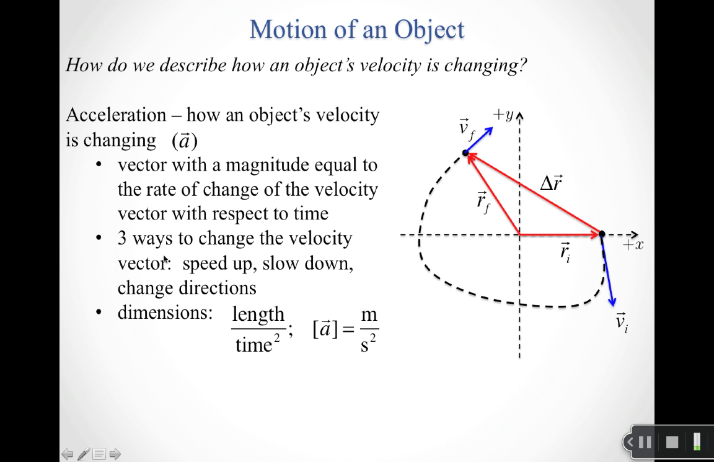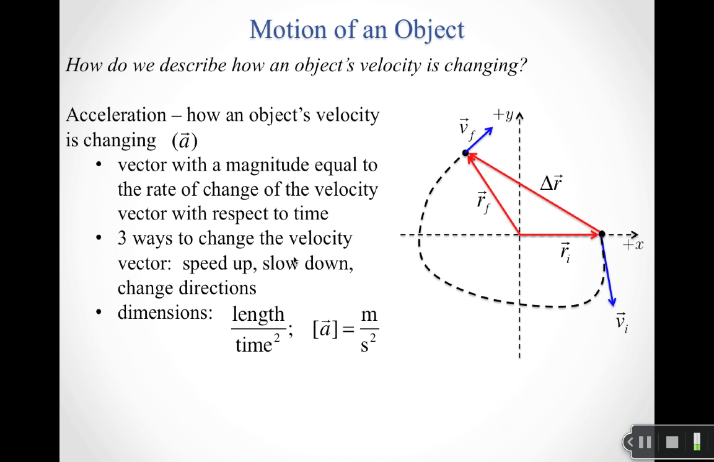Notice that there are three ways that you can change a velocity vector. You can speed up, magnitude gets longer. You can slow down, magnitude gets smaller. Or you can change directions. So what the acceleration will tell you about is any of these things. If your object is speeding up, then it's accelerating. If it's slowing down, then it's accelerating. If it's changing directions, then it's accelerating. So you need an acceleration for any of these three things to occur.